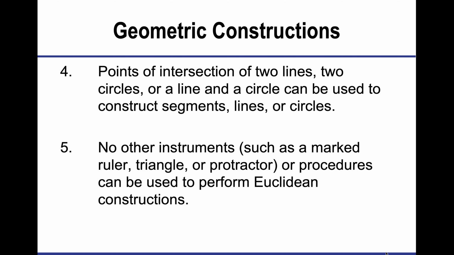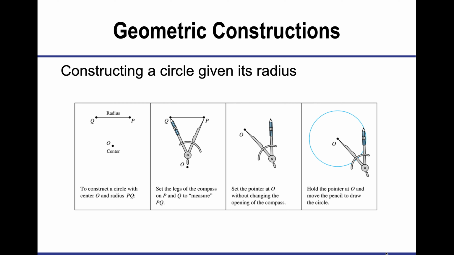No other instruments, such as a ruler, triangle, or protractor, or procedures can be used to do a construction. A lot of times students will say, I'm going to construct a square by using my ruler. No, you're going to use a compass, and a compass is going to act as the protractor, and you're going to use a straight edge, which is how you connect the dots.